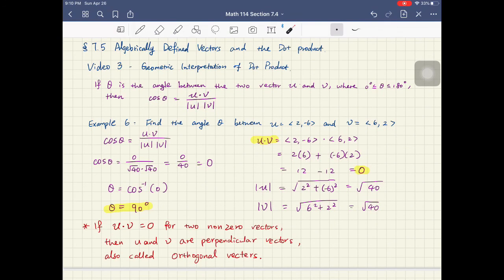Okay, so let me put it in words. If I have a dot product between any non-zero vectors u and v, and the dot product equals 0, then we can say that u and v are perpendicular vectors, or we also call them orthogonal vectors.